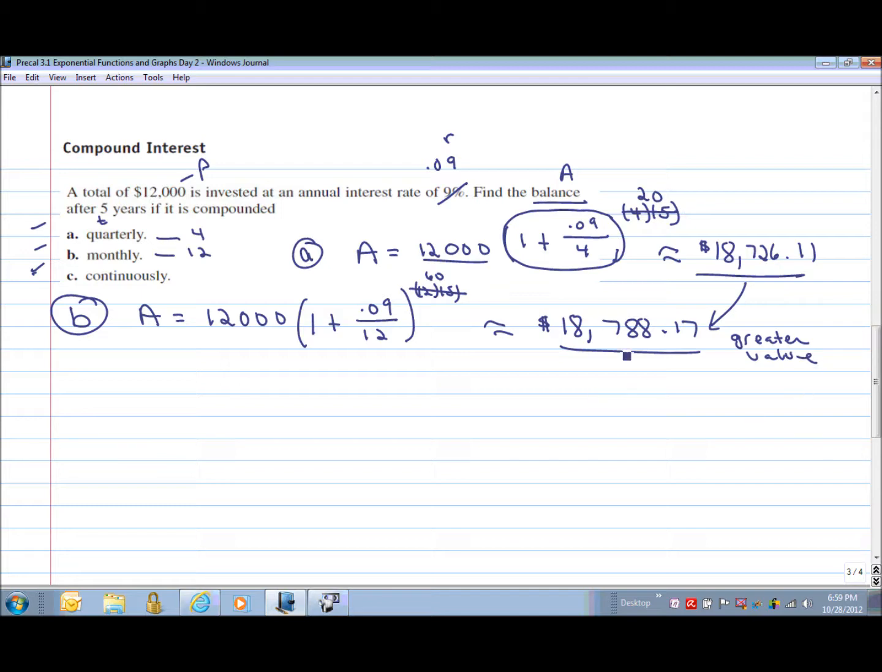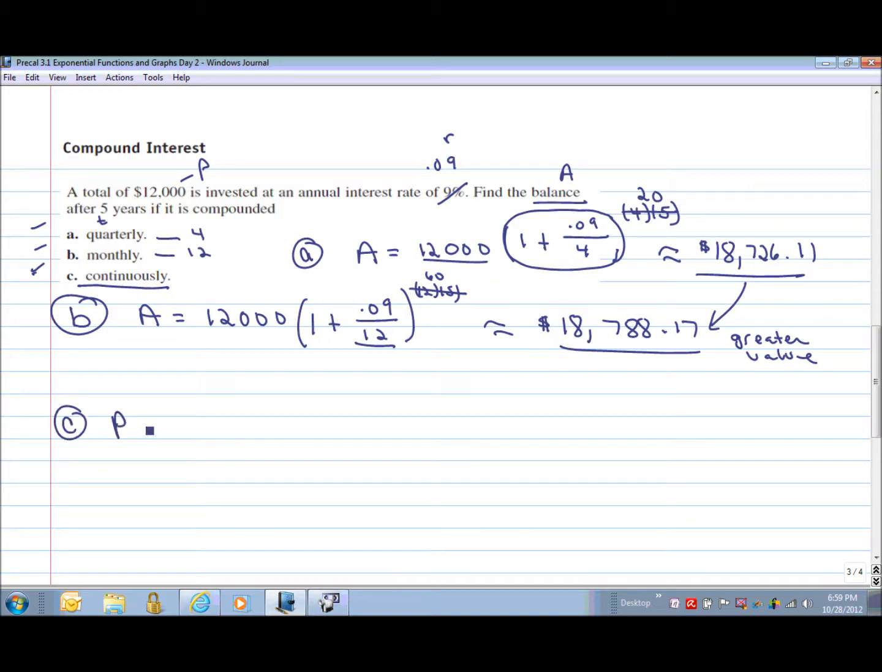So we can come to the conclusion that the more times something is compounded, the greater the value becomes over time. So it grows quicker. So if that's true, then if we compound something continuously, it should grow even quicker. Using the same information, let's use the Pert formula.